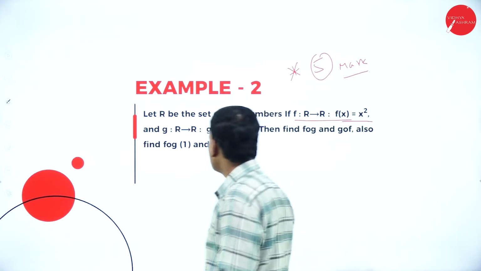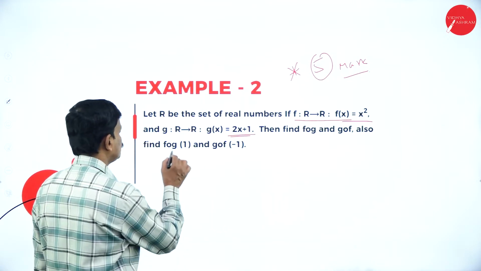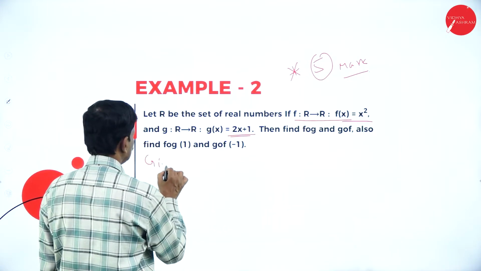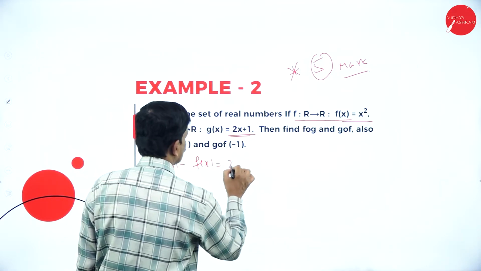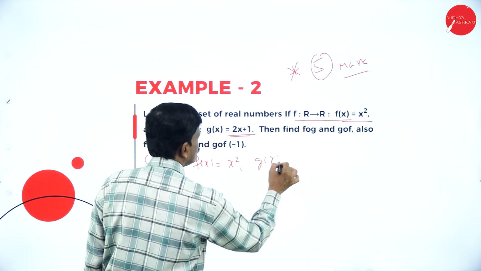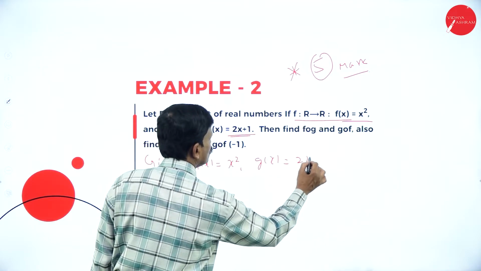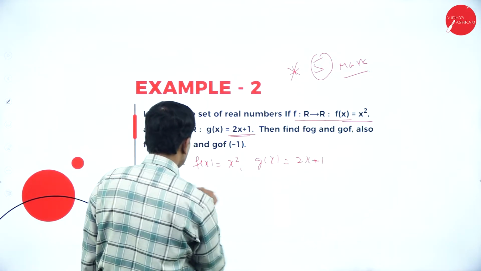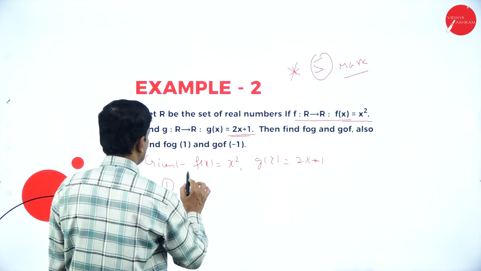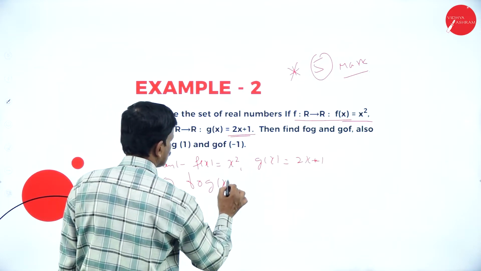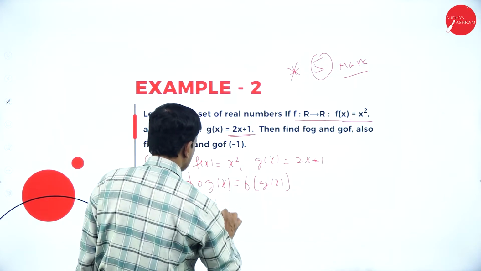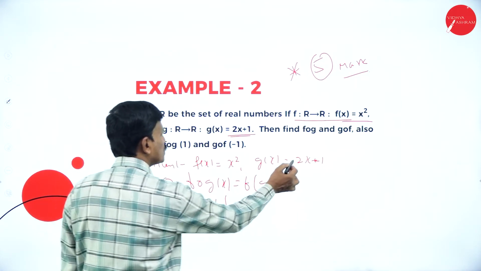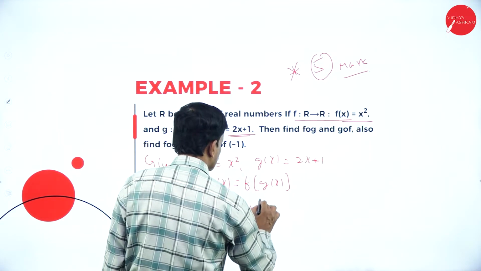Now, let me find out f naught g first. What is given? Given f of x is equal to x square, and g of x is equal to 2x plus 1. Now, let us find out the first one. What is the first one? f naught g of x. So, this is f of g of x. Now, this is equal to f of, what is g of x? g of x is equal to 2x plus 1.